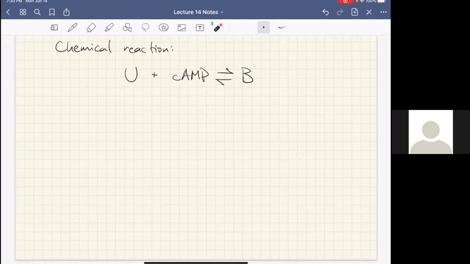Since the cAMP concentration is assumed to be constant, all you're really concerned about is the proportion of U and B. We could also write this as follows. U reacts into B, and B reacts back into U.